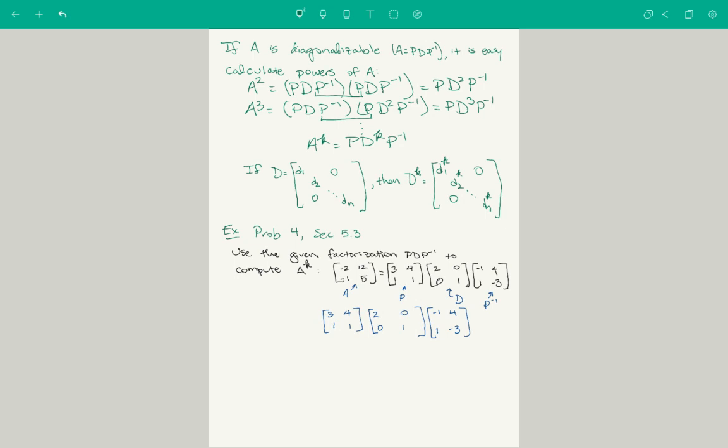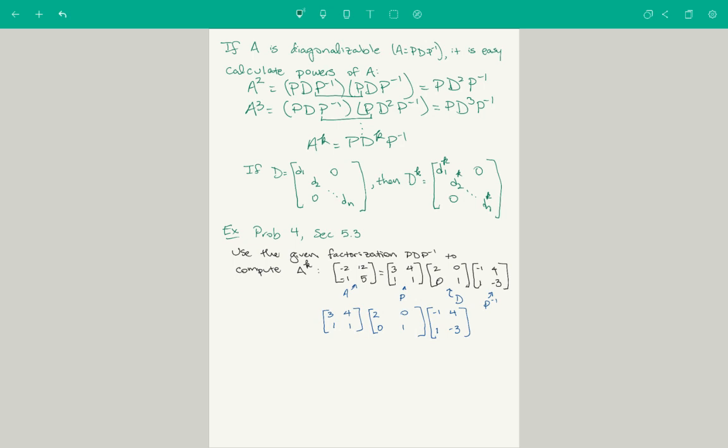For instance, some of you might have heard of Markov chains. This is a way to model time series data, like the stock market or things like this. It would be really helpful to be able to raise the matrix to a power, because that shows us what happens over time. Let's take a look at an example.